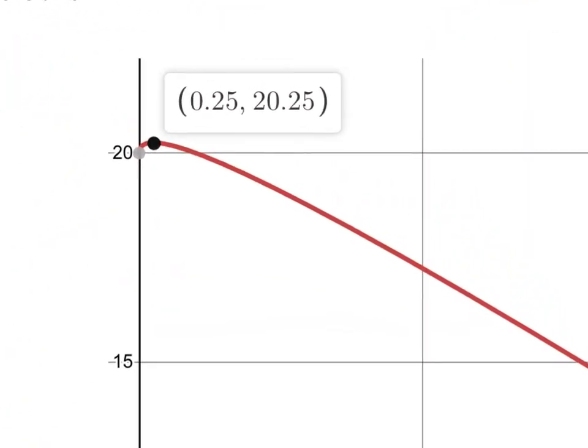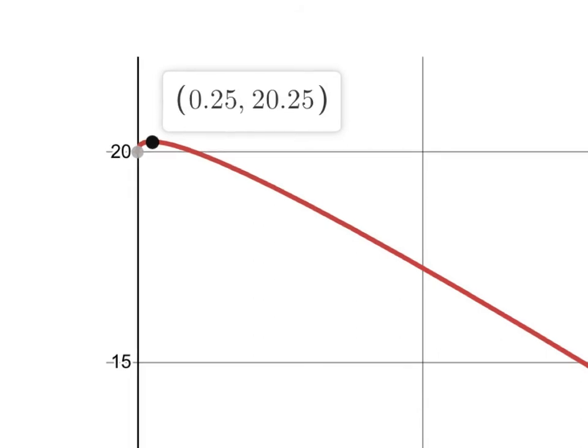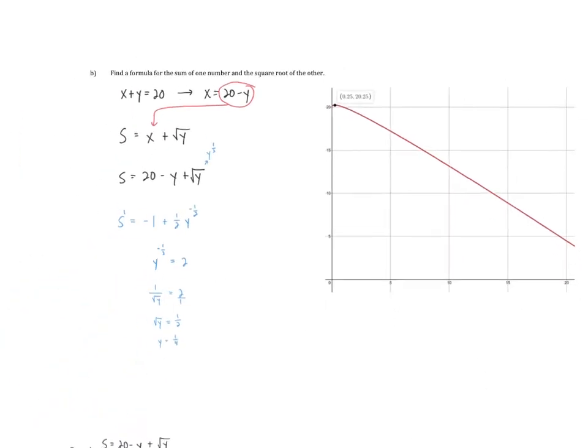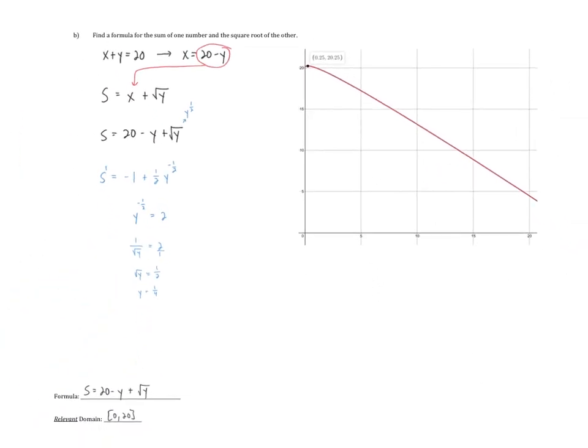Do you see, you know, these are y. This is a y value technically, and this is an s value, the sum. Okay, so just notice that the maximum value happened at that critical point.